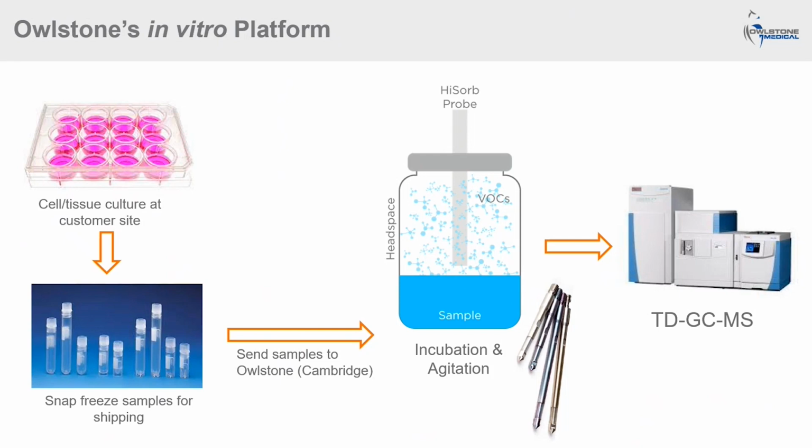The samples would then be frozen, generally snap frozen for shipping to us, so that we can then do the analysis of the VOCs. In general, the sample will need to be incubated and agitated for a little while. We'll work out with you what the most appropriate way to do that is. And that ensures that the VOCs are transferred from the sample into the headspace above the sample. And then those can be absorbed onto these high absorb probes, which contain absorbent material very similar to the absorbent tubes in the previous slide. They can then be analysed by GCMS.